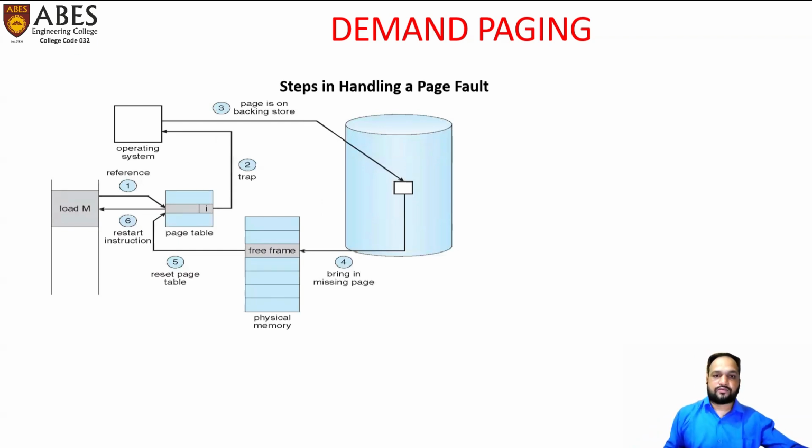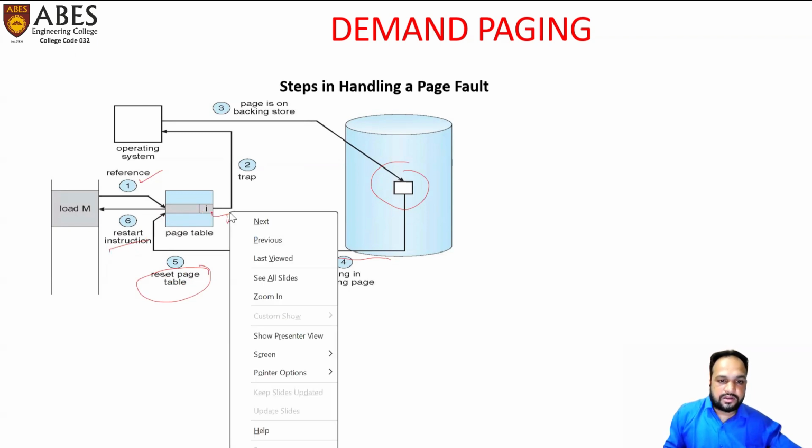So what are the steps in handling a page fault? Initially, there is a reference to the page in the main memory. Once it is found that a trap is there, it will call the operating system, and the operating system will search for the particular page in the backing storage. Once it is found, it will bring that missing page into the physical memory, allocate a free frame for it, reset the page table so that it is located, restart the instruction, and rewrite the validation bit.